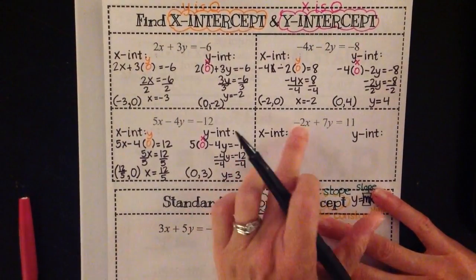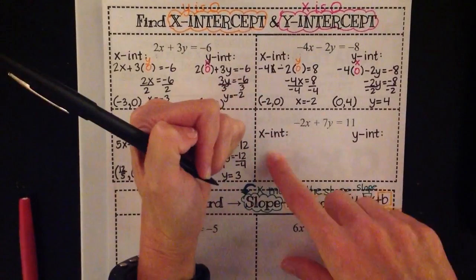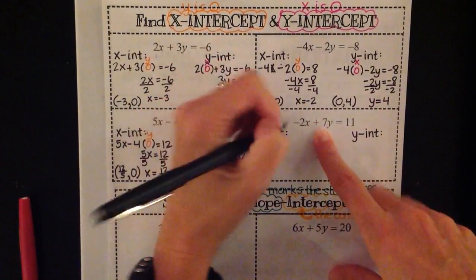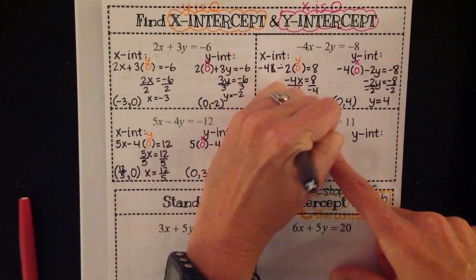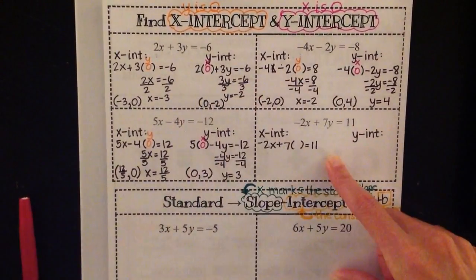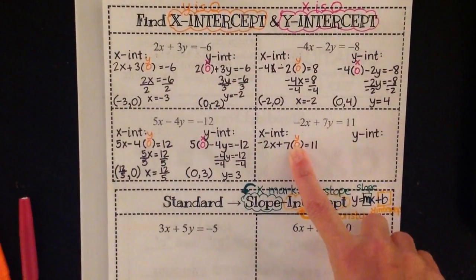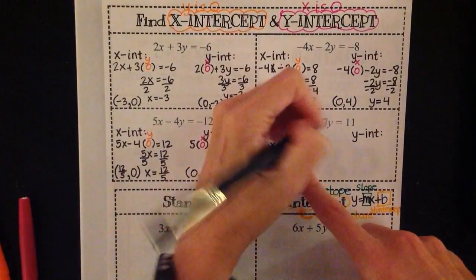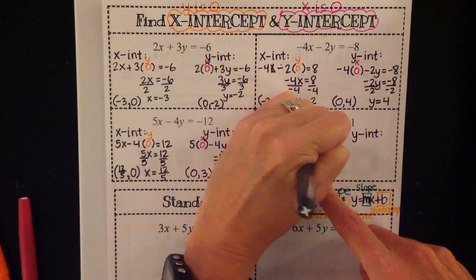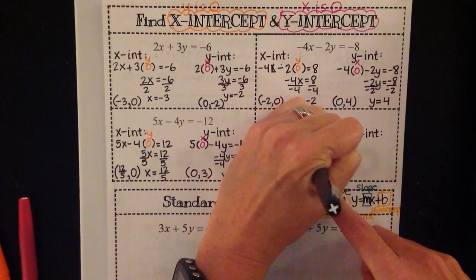All right, last one. So we've got negative 2 times the value of x plus 7y is equal to 11. So I want to find the x-intercept, so I'm going to replace y with 0. And my y is 0. And I know that any number times 0 is 0. So I'm going to have negative 2x is equal to 11. And I'm going to divide by negative 2.